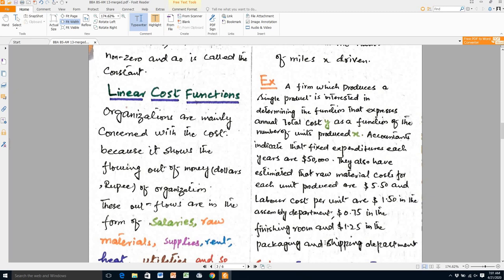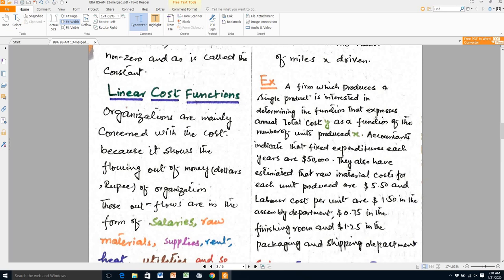I have discussed earlier that the cost function is based on two types of cost. Number one is the variable cost and number two is the fixed cost. Here you see that this $50,000 represents the fixed cost. It does not change in any way.